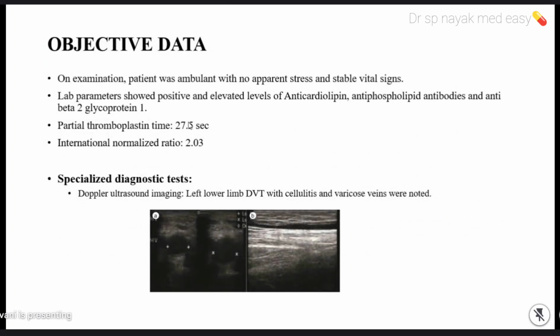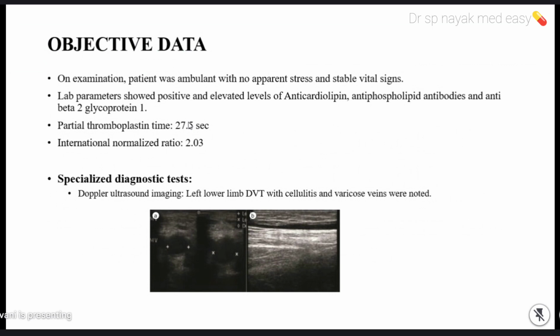Objective data: on examination, the patient was ambulant with no apparent stress and stable vital signs. Lab parameters showed positive and elevated levels of anticardiolipin, antiphospholipid antibodies, and anti-beta 2 glycoprotein 1. These are the lab parameters which are especially used to determine whether the patient is suffering from antiphospholipid syndrome or not. And to confirm that he had deep vein thrombosis, partial thromboplastin time and INR were performed, which came out to be 27.5 seconds and 2.03 INR.